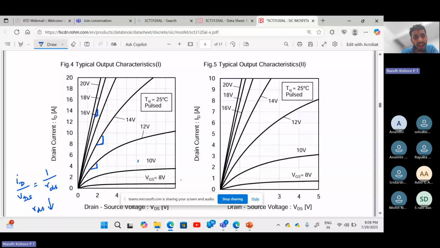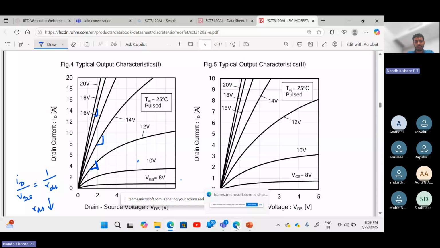So what you are seeing at higher and higher gate source voltages, the RDS is going to be lesser. So instead of operating the device at 12 volts, it is better to operate at 18 volts, because at 18 volts, the slope is higher, RDS is lesser, so lesser conduction loss. Okay, do you get it? Everyone?